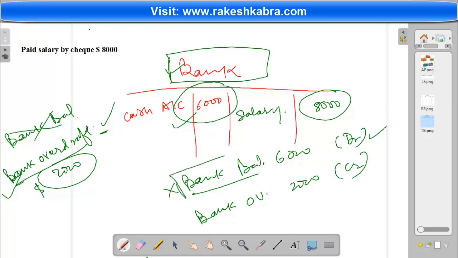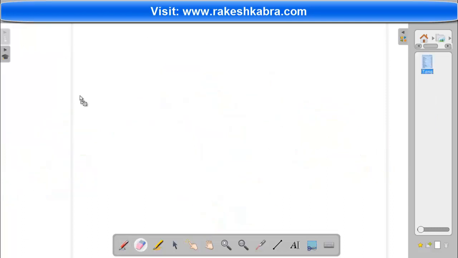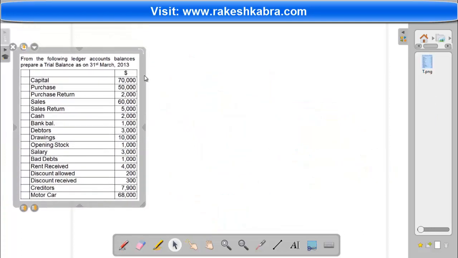If bank balance is written in the question, then it is debit, and if bank overdraft is written in the question, then bank overdraft means credit balance, credit balance of the bank account. So see, one question now we are going to solve. This type of question will be there.